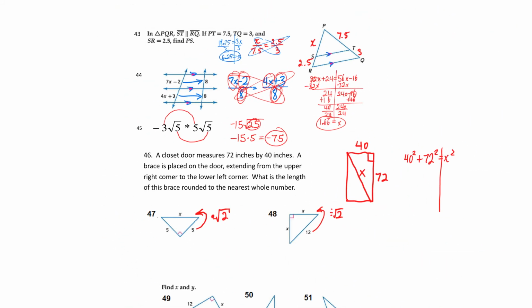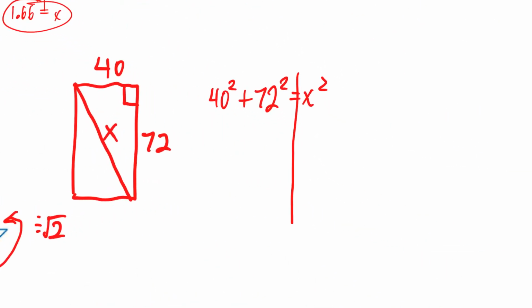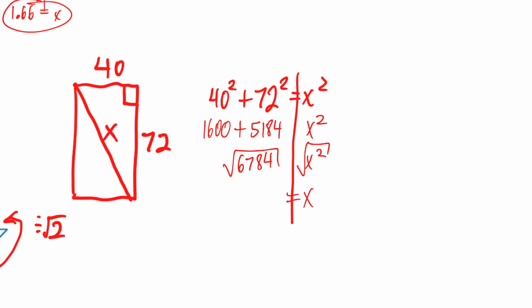All right, next one, we already got that set up. Pythagorean theorem. So 40 squared is 1600. 72 squared is 5184. Add those up. So 6784 equals x squared. Take the square root of both sides. And that gives you 82.37.